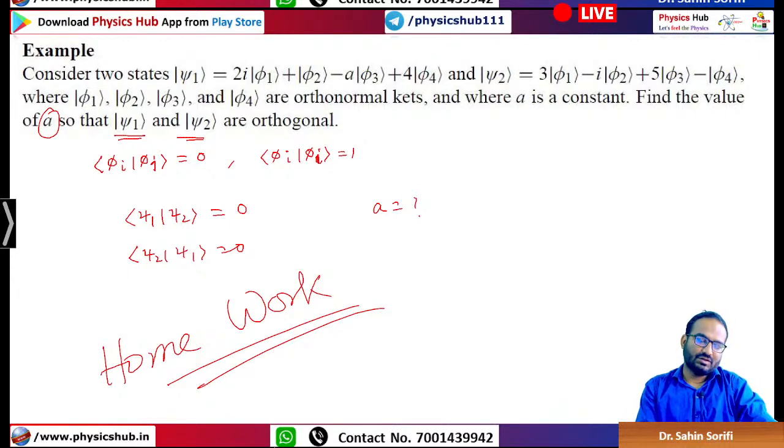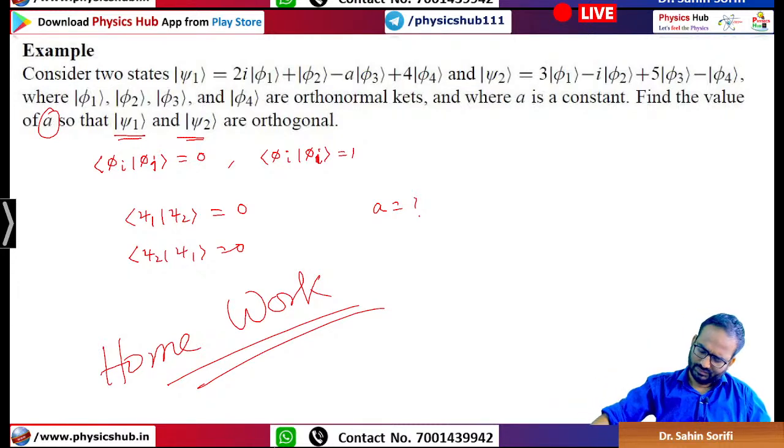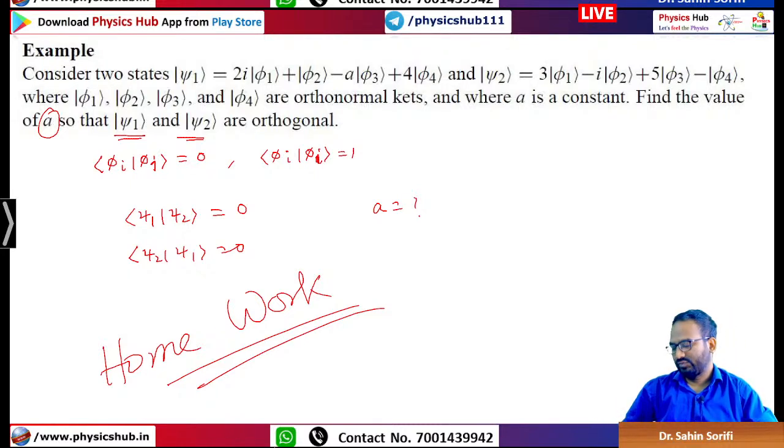Okay guys, so we are stopping here today. We will discuss the second part in the next session. We will start with operators. It may take another session to complete this mathematical tools, and after that you will be in a good position to understand or tackle problems of quantum mechanics efficiently.